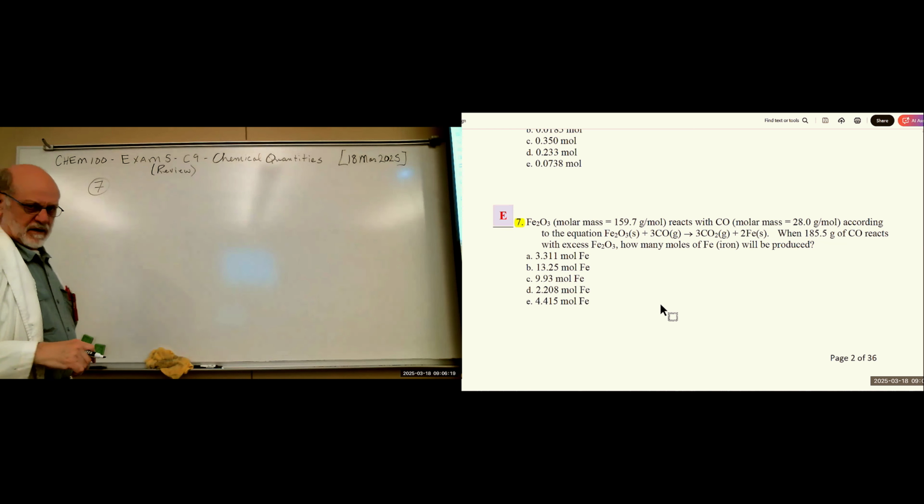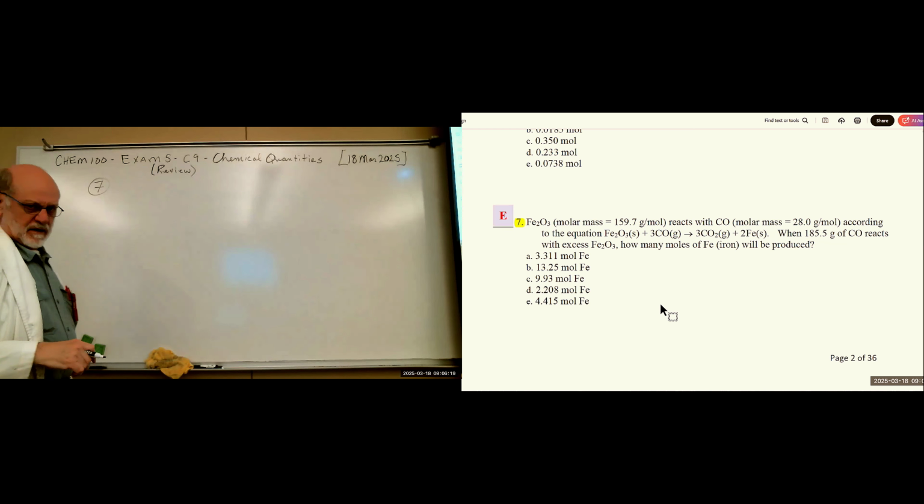But the complication that's added for this one is that we're given 185.5 grams of carbon monoxide. And the question is, reacting with excess iron 3 oxide, how many moles of iron will be produced? So the question is moles of iron. The complication that's added here is that we're given mass of carbon monoxide.